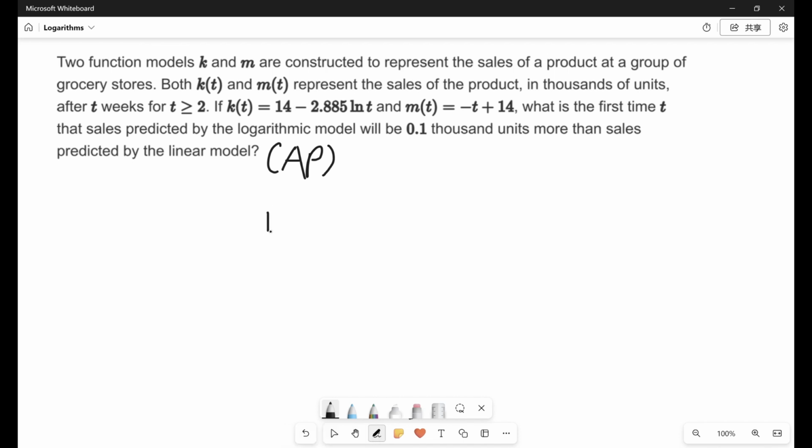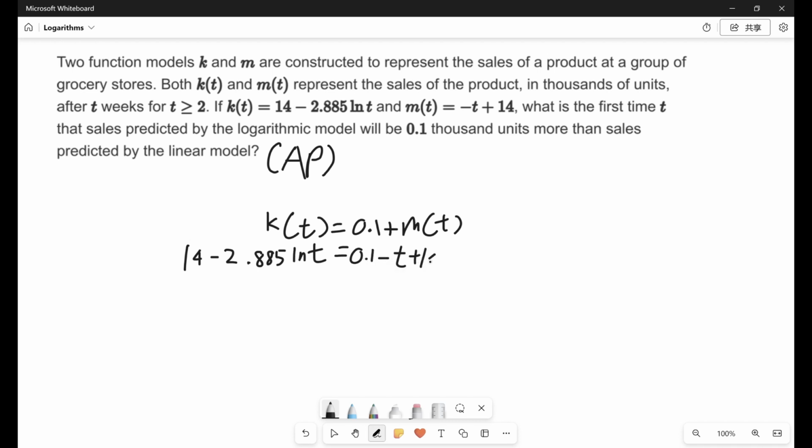In order to do this problem, we have to write an equation. The last sentence says that the logarithmic model, k of t, is 0.1 thousand units more than the linear model. So we want t when this happens. Let's just plug in the values for k of t and m of t. This gives us 14 minus 2.885 times the natural log of t equals 0.1 plus negative t plus 14.